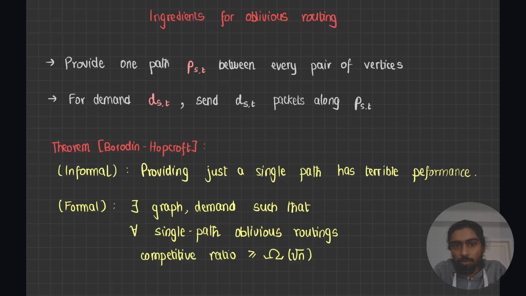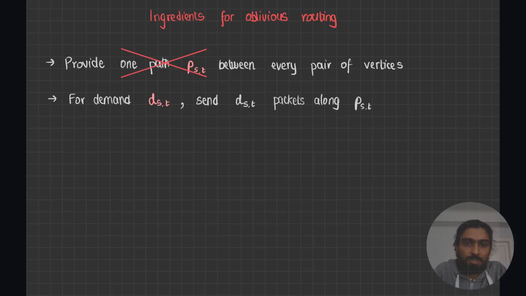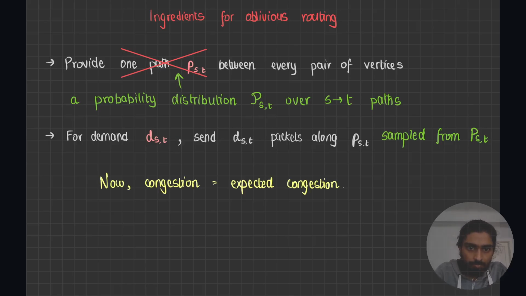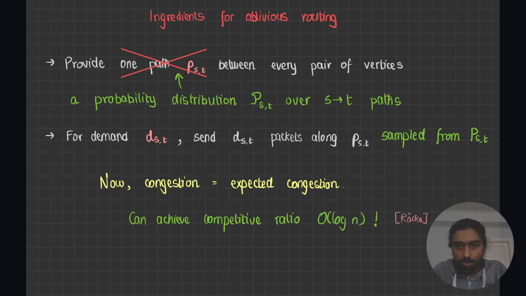So you do the only thing you do when you have these kind of problems. Instead of having a deterministic path, you sample from a probability distribution over paths. And anytime you get a demand, you sample one of these paths and route it along that sampled path. So the congestion is the expected congestion. And it turns out in this case, you can achieve competitive ratio of log n. This was a theorem by Harald.